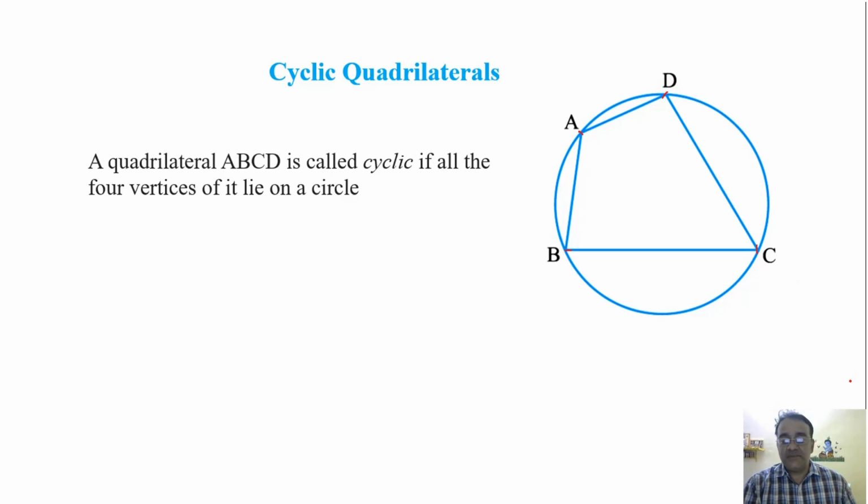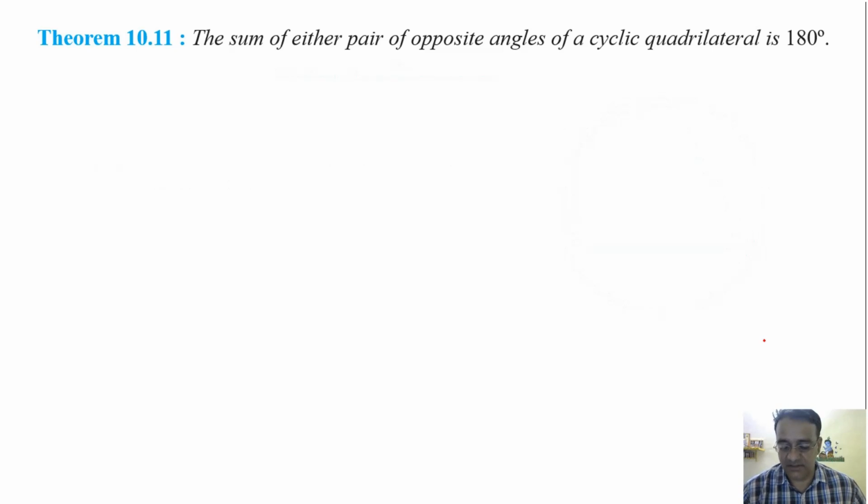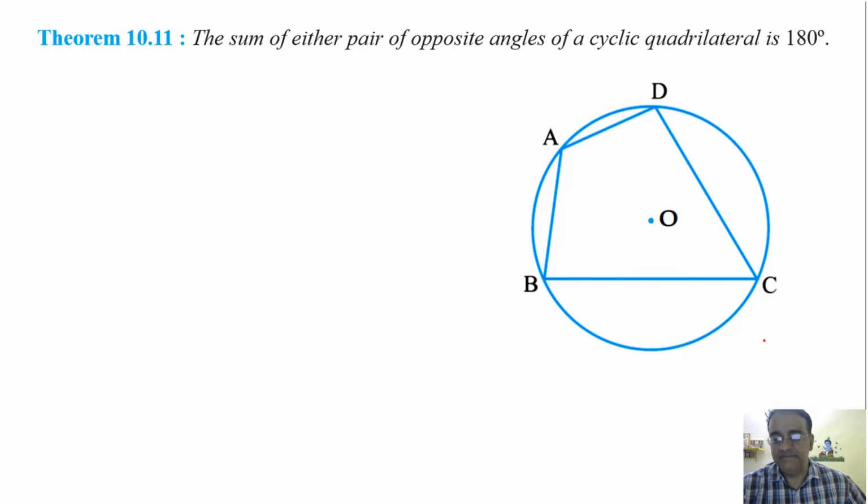And with respect to cyclic quadrilateral, we have one very important theorem: the sum of its opposite angles, A and C, is equal to 180 degrees. So this theorem is also important. The sum of either pair of opposite angles of a cyclic quadrilateral is 180 degrees. If you remember, I explained two methods to prove this theorem. Again, I am going to repeat the two methods. So let us see the first one.